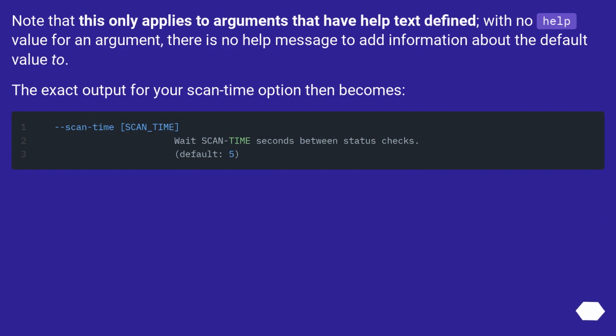Note that this only applies to arguments that have help text defined. With no help value for an argument, there is no help message to add information about the default value to. The exact output for your scan time option then becomes this.